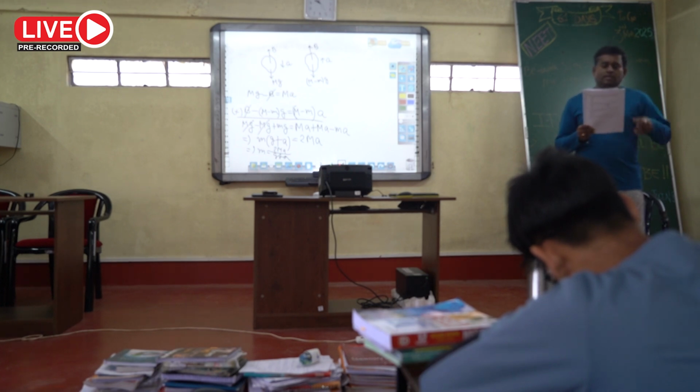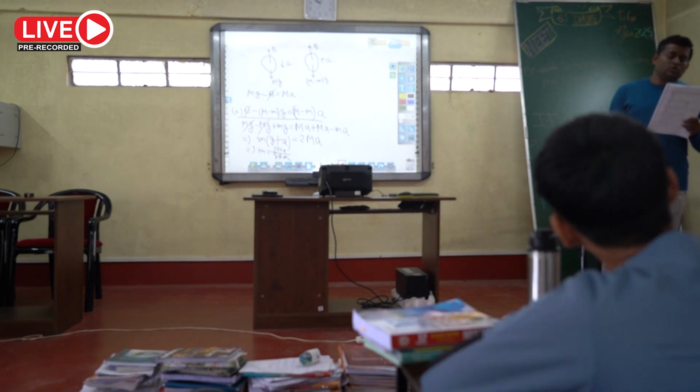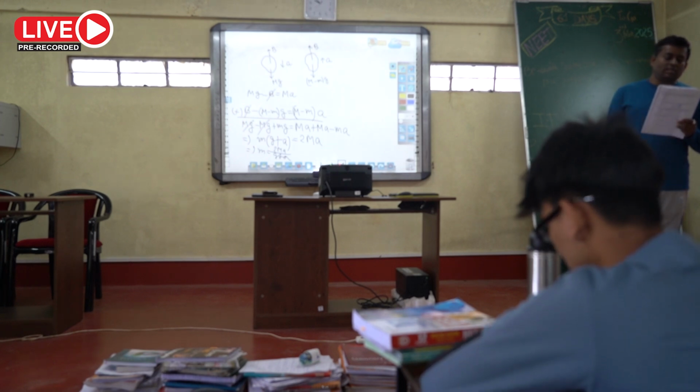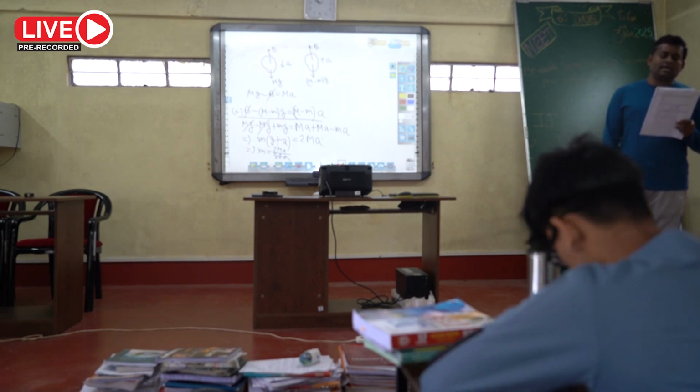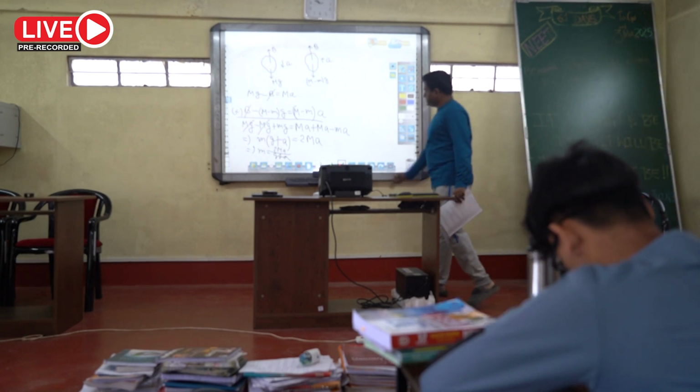Okay. Next, question number 7. A body of mass 4m is lying in the xy plane at rest. It suddenly explodes into 3 pieces. 2 pieces of mass m move perpendicular to each other with equal speed v. The total kinetic energy generated due to explosion, that you have to calculate. See.